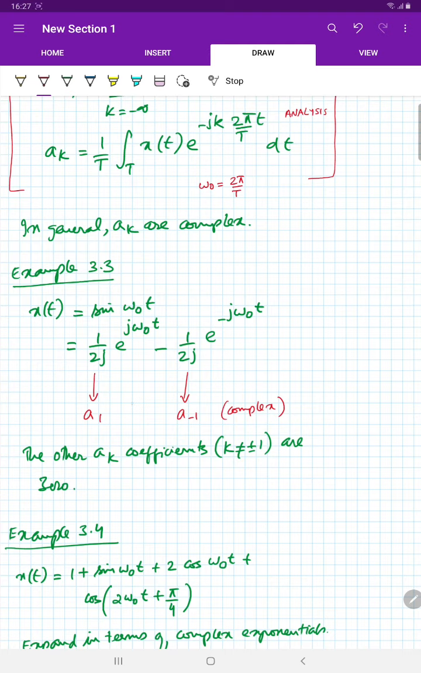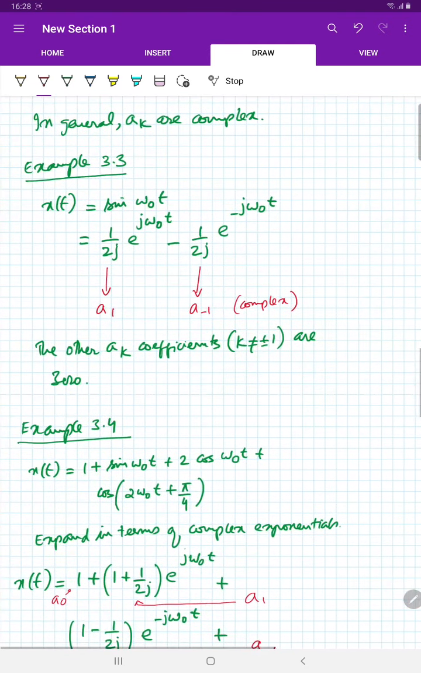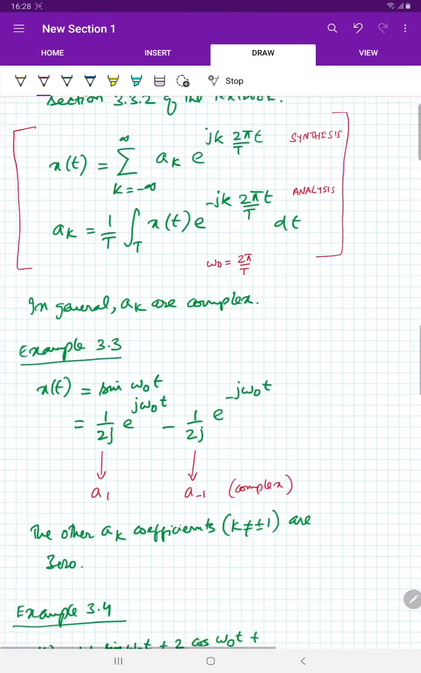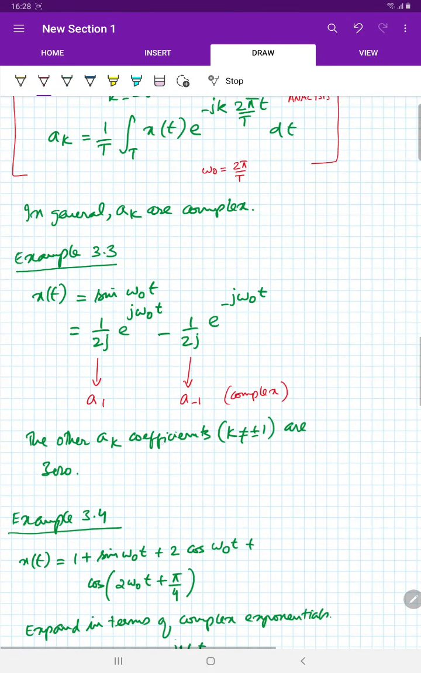In general, although our signal sine omega naught t is a real signal, the Fourier series coefficients could be in general complex. The other AK coefficients are 0.